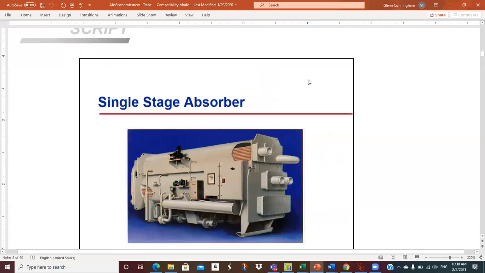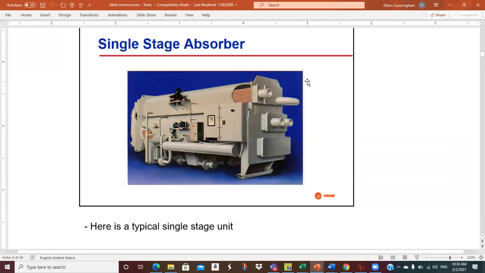All right, and there's a picture. I bet that's a Trane picture. Yep, you can see the emblem over there on the side. But all of those things, the generator, the absorber, the pumps, everything is inside that basic unit.